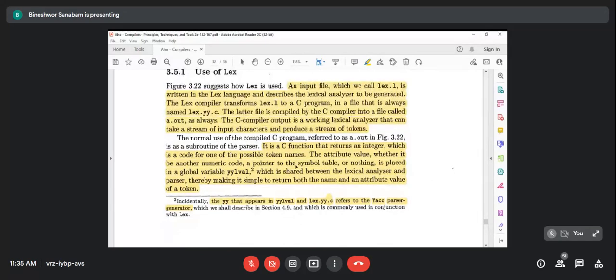There are a few other things included over here. Your a.out is nothing but a C function that returns an integer, which is a code for one of the possible token names.